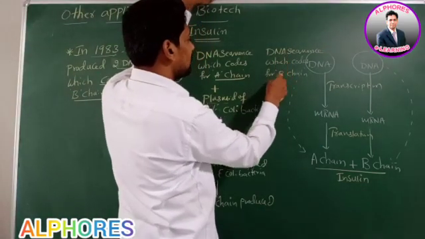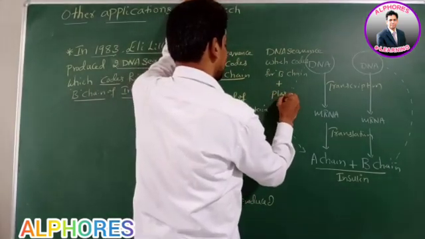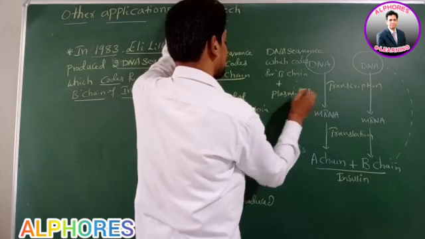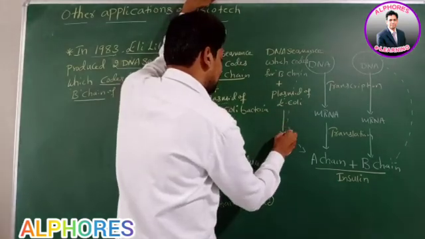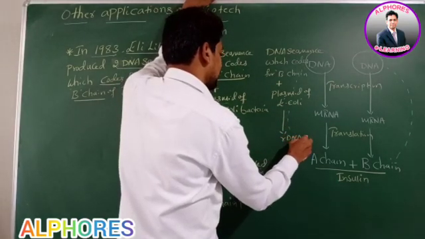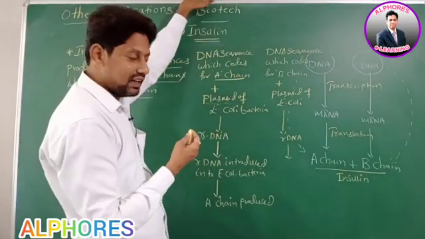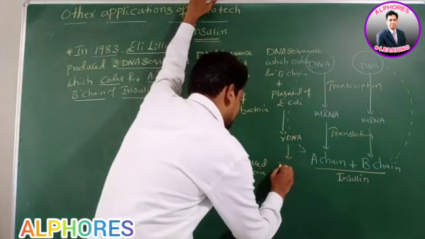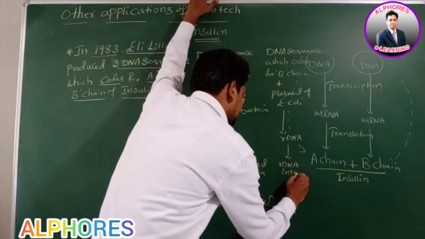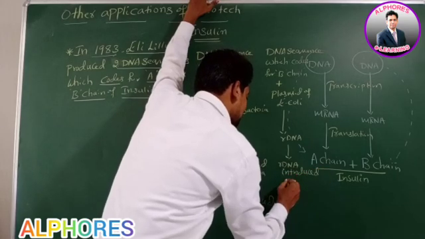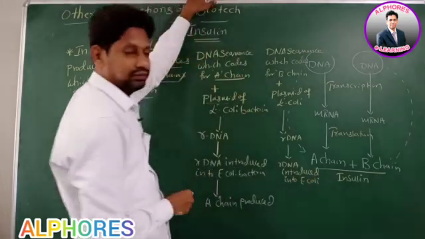Similarly, the DNA sequence which codes for B chain was introduced into the plasmid of which bacteria? E. coli bacteria. Then what is formed, sir? rDNA is formed. This rDNA is introduced into which bacteria, sir? Into E. coli bacteria. Is it okay?